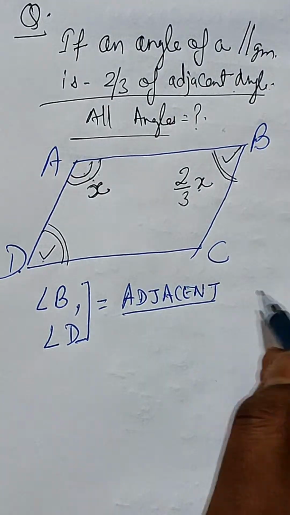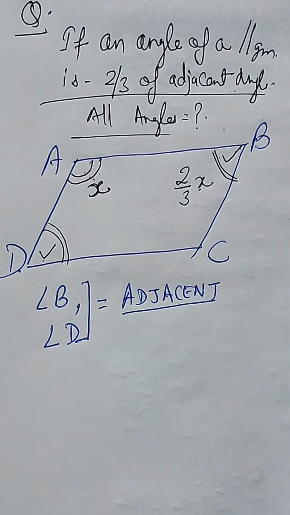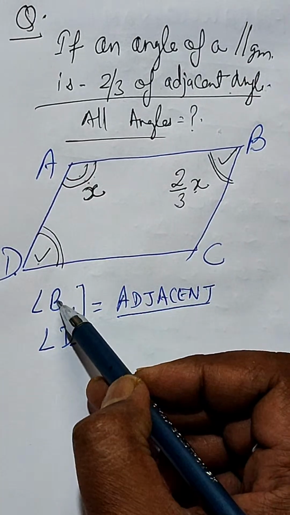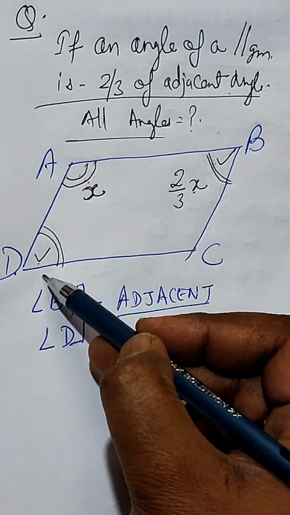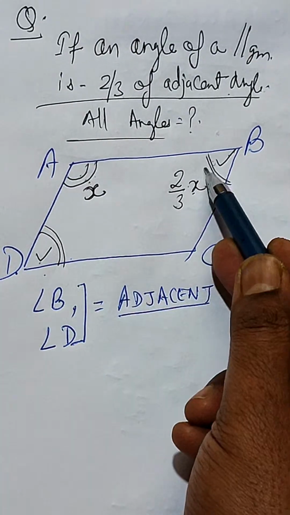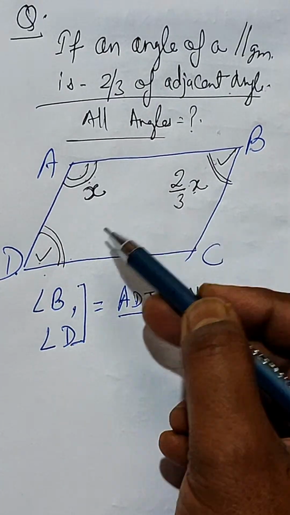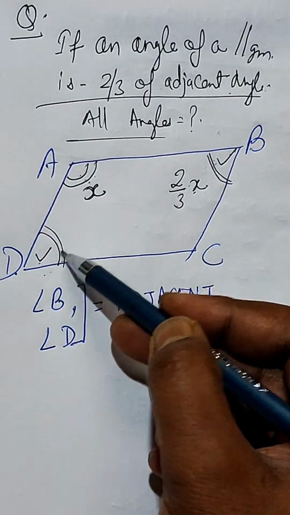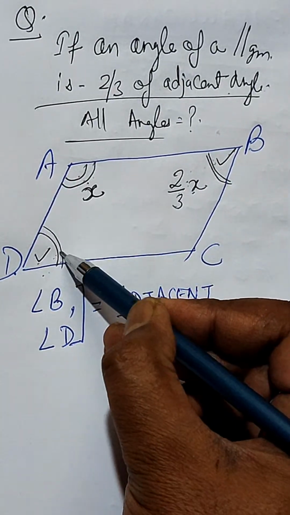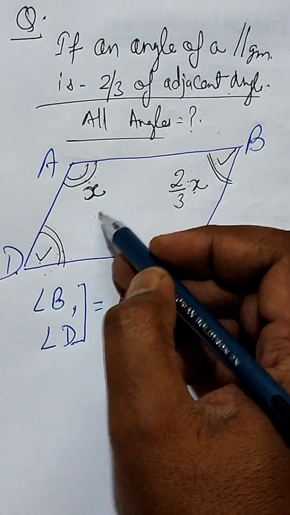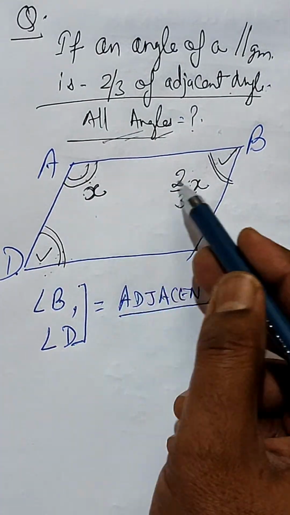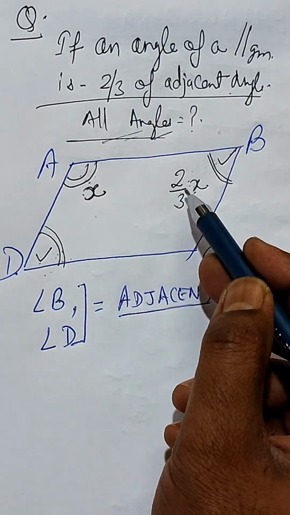This is proved: angle B is equal to angle D. This is 2 by 3x and this will also be equal to 2 by 3x. You can see both are equal, and the opposite angles of a parallelogram are equal. Anyway, we need to find all the angles of this parallelogram, because the adjacent angles are given as x and 2 by 3x.